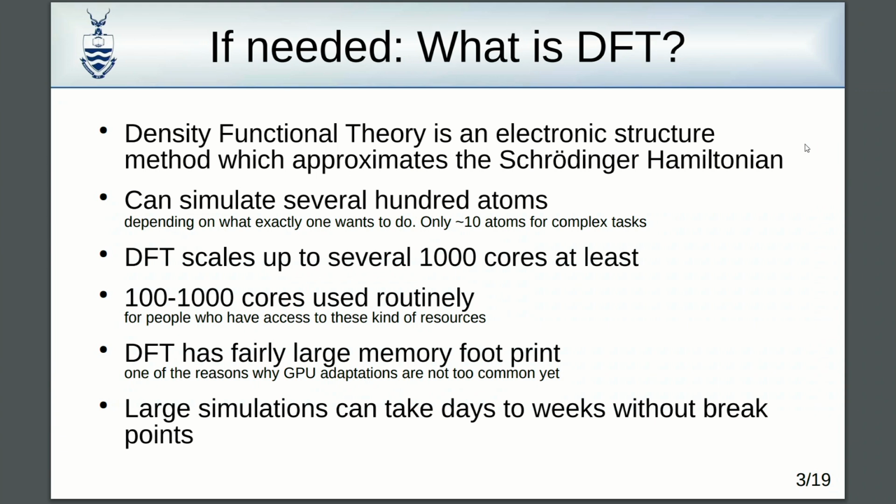DFT scales relatively well on large computers. So depending on the software you're using, you can, in principle, scale up to a few thousand cores, where if I look at my colleagues overseas, if they want to play around over the weekend, they just take 1,000 cores and do whatever. So this is obviously not what we have resources for, but that is basically our benchmark of what we want to use. We have a fairly large memory footprint, so I'm talking here about RAM usages of hundreds of gigabytes, a few terabytes for larger systems, and that's one of the reasons why we have very slow GPU adaptation in this field.